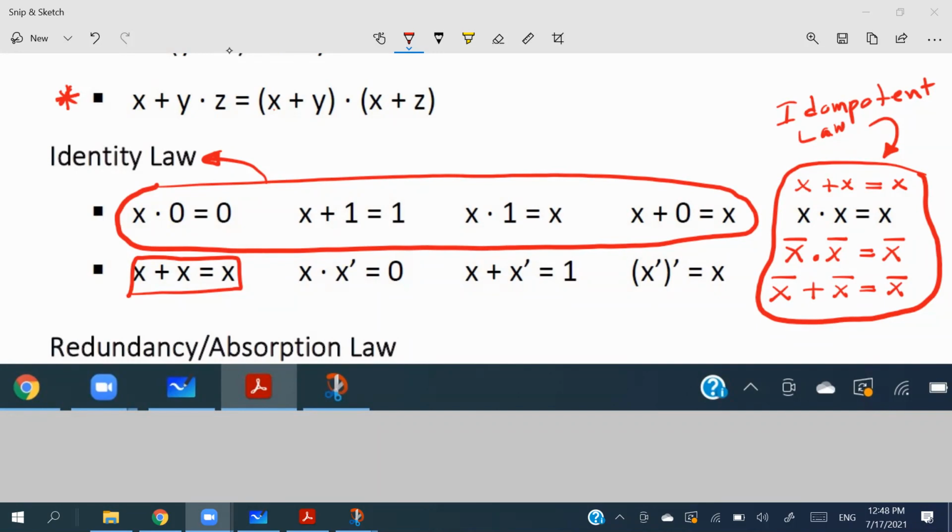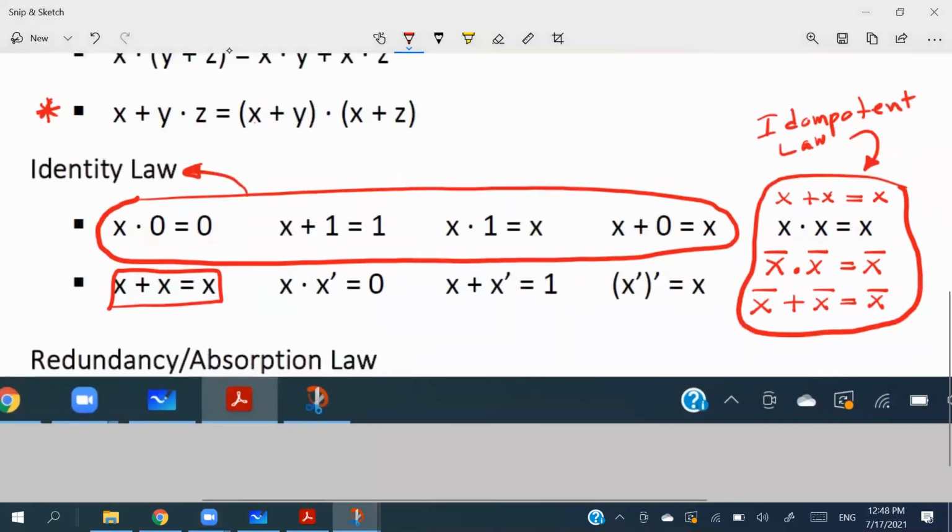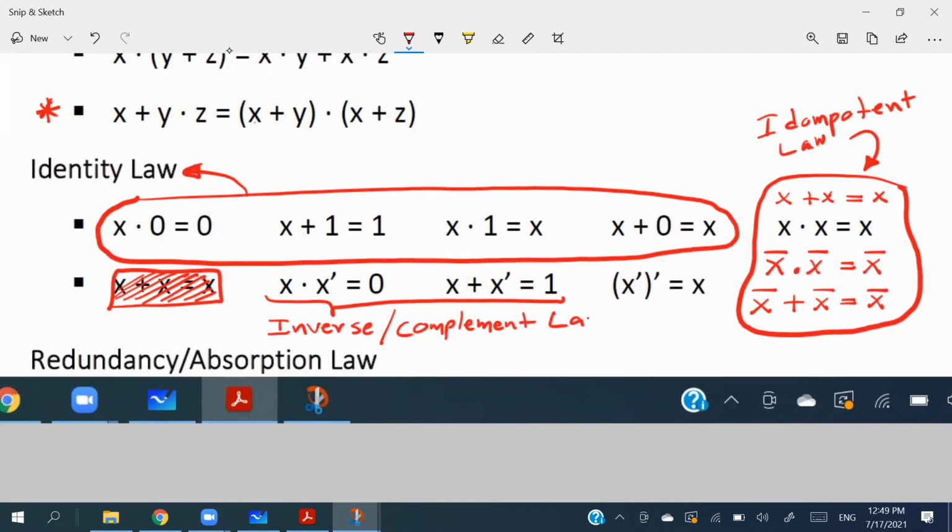Okay. So this is called the idempotent law. I'm cutting this down because I've written it over there. Now we are left with three more things. Two of these are called inverse laws, or sometimes they call them complement laws. Inverse or complement laws.